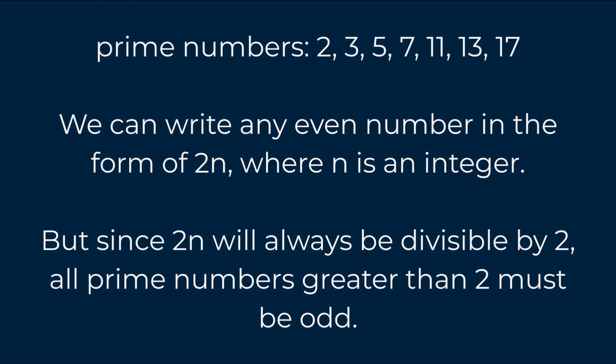Well, we can write any even number in the form of 2n, where n is an integer. For example, 2 is 2 times 1, 4 is 2 times 2, etc. But since 2n will always be divisible by 2, that makes them composite, meaning that all prime numbers greater than 2 must be odd. That's how we prove that every prime number greater than 2 must be odd, because any even number greater than 2 is composite instead of prime.